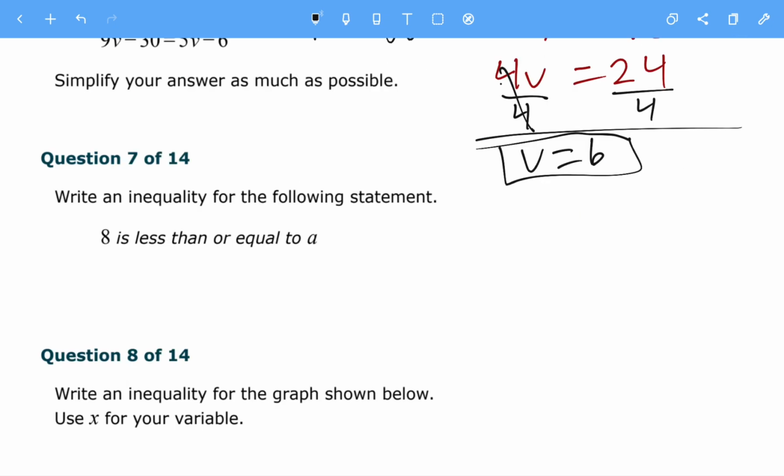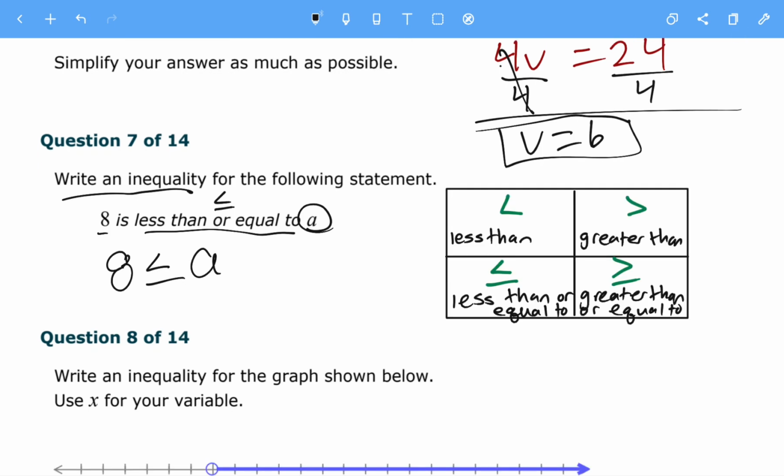Okay. Question 7, we want to write an inequality for the following statement. We see 8 is less than or equal to, that is this symbol right here, A. 8 is less than or equal to A. That's all you have to do, is just translate the statement. Here are the different inequality symbols. Feel free to pause the video real quick so you can copy this down. And let's move on.